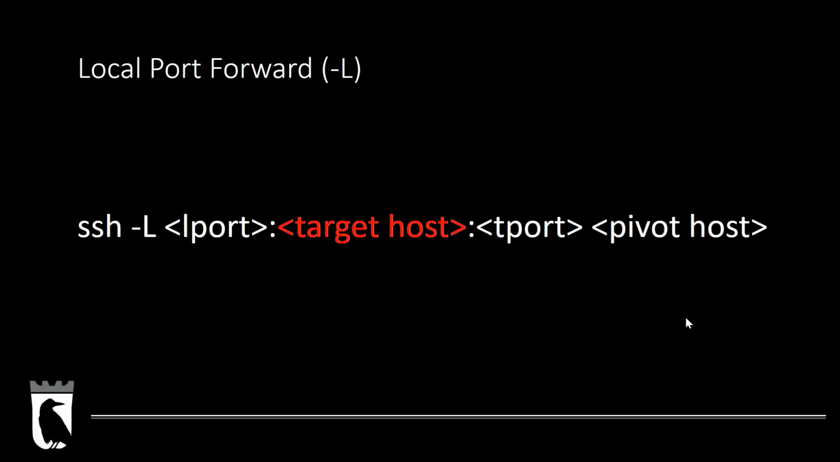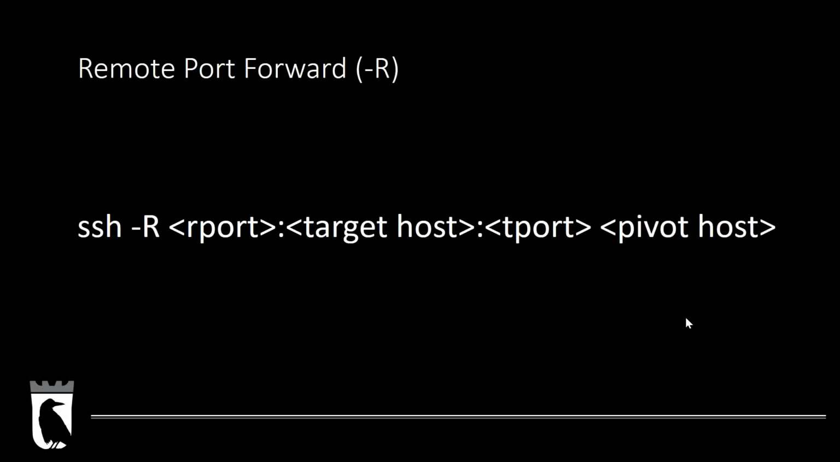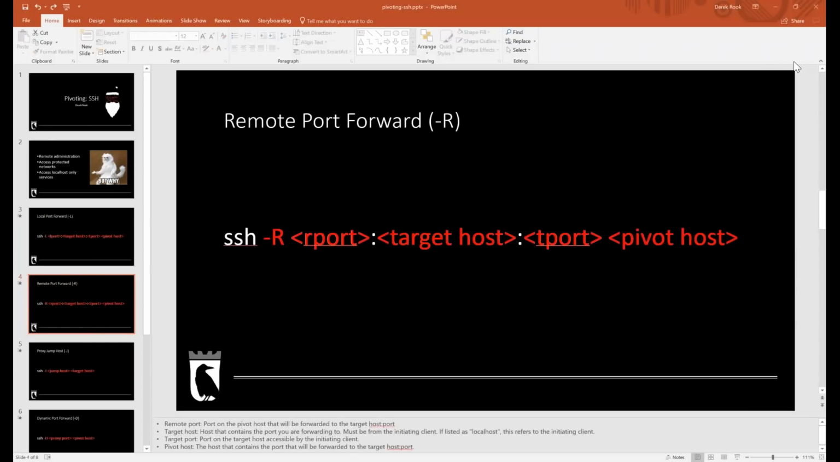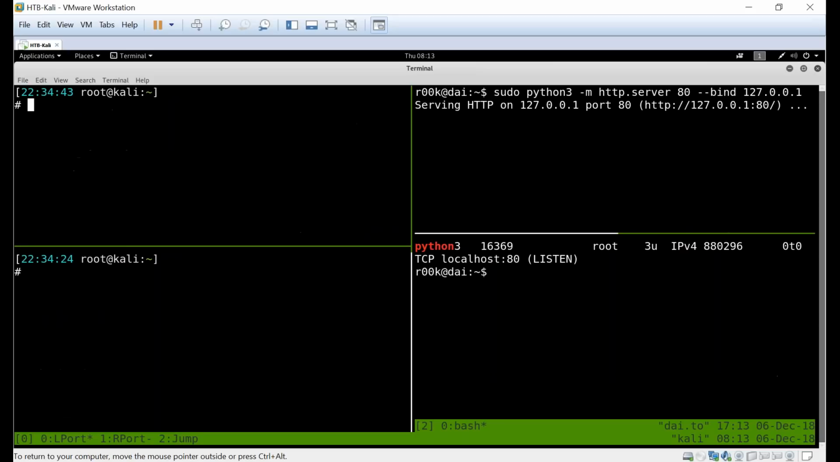And when we're doing local port forwarding, something interesting to know here is that this host is in relation to your pivot host. So if you use localhost here, this is actually the host it's targeting: localhost on the machine you're SSHing to. So then we have our target port, that's the one we actually want to attack or connect to, and then our pivot host, this is the host we'll actually be SSHing to. And as I mentioned, I have some demos here, so we'll jump right into the first one.